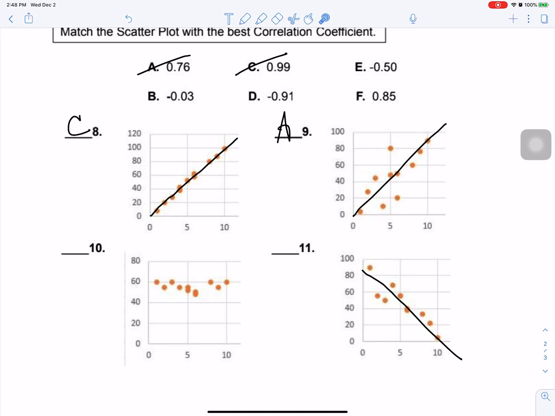My options for negative are B, D, and E. So B would pretty much mean there's no correlation, so it's not going to be B. And E says it's pretty bad, but it's also worse than this one, so my best option would be D. So we're just using some reasoning on there. And the last one, if I drew in my line, I would almost draw it straight across, which would actually be a slope of 0, but it's still considered a positive slope.